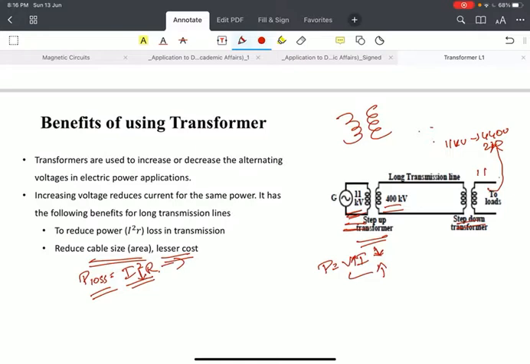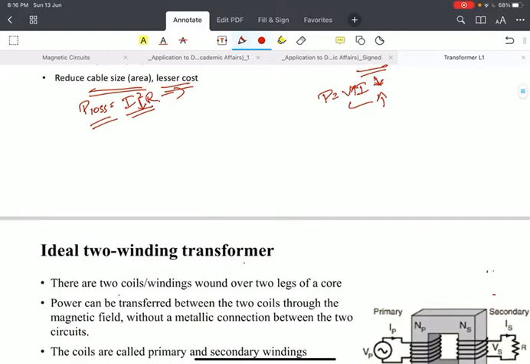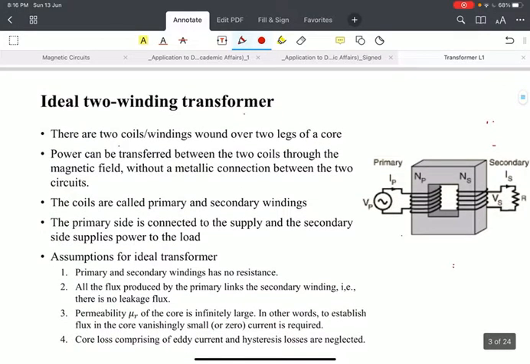Another benefit, as I told you in the previous class, is that it provides isolation. The primary and secondary terminals of the transformer are not physically connected. They are electrically isolated. There is no electrical connection between them; they are connected only magnetically. The flux is linking between these two terminals. Therefore, a fault occurring on one side will not be transmitted to the other side. So there are two basic advantages: step up and step down is one, and the other one is isolation.